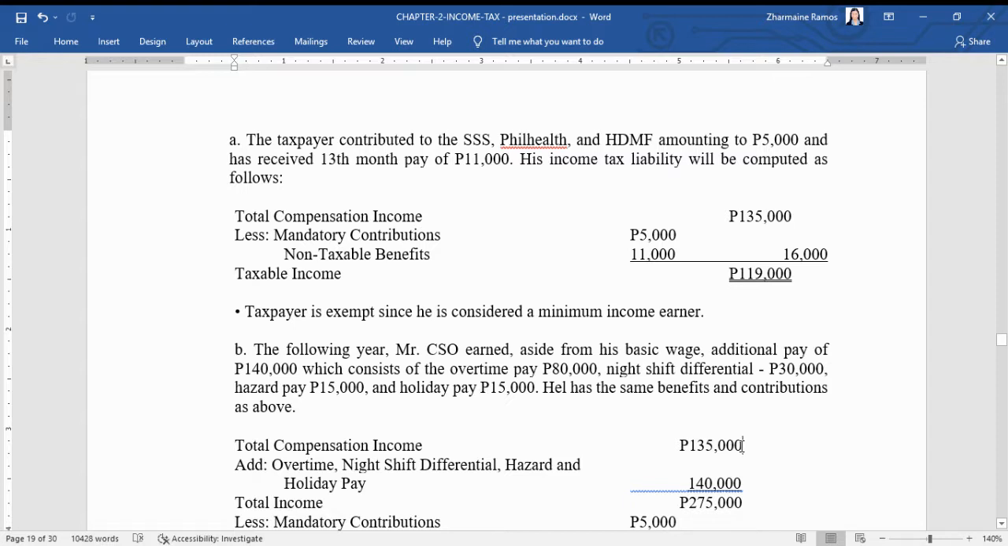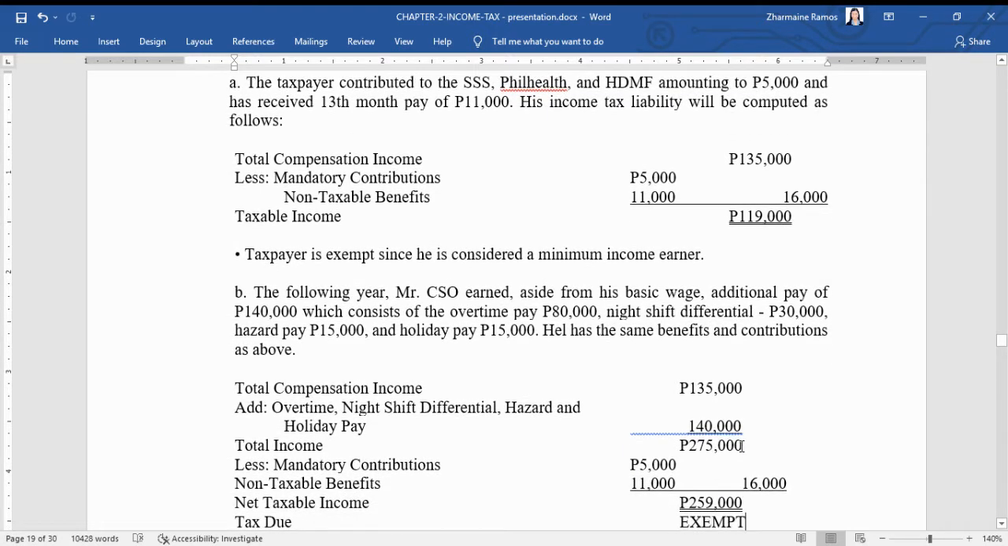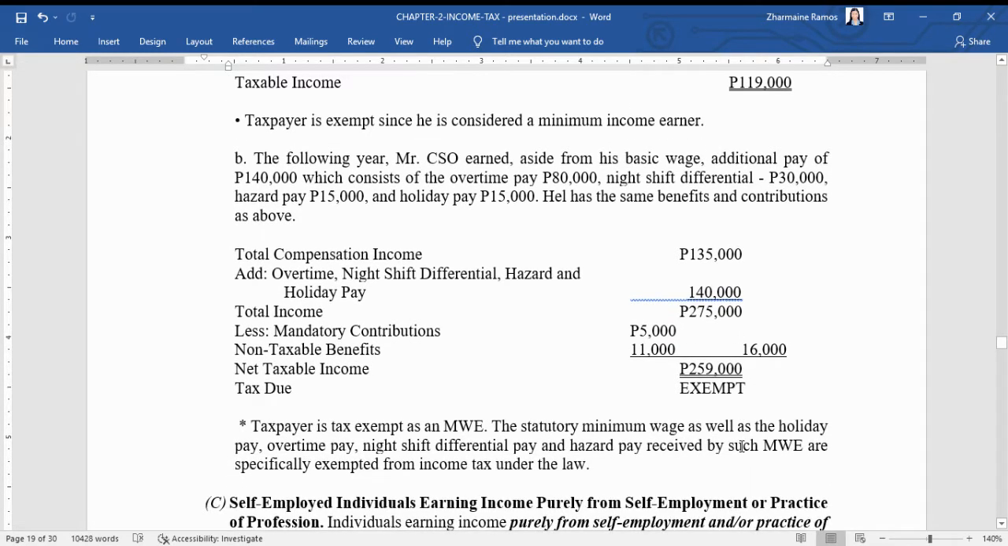So, kung total compensation income niya is 135,000, i-add mo yung holiday pay niya and overtime, etc. Total income niya is 275, less the mandatory contributions of 16,000. So, the net taxable income is 259. Pero may tax due ba siya? Wala. Exempt siya. Kasi sabi kanina, basta minimum wage earner ka, hindi taxable yung compensation income mo and other additional pay. So, tax exempt ka. Taxpayer is exempt as a minimum wage earner.